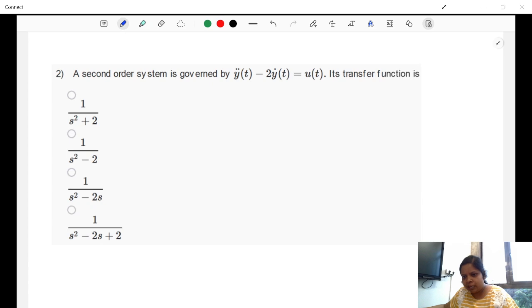Okay, Ankit has done. Who else? Ma'am, it's option C, 1 upon s square minus 2s. Yes, it is correct. Has everyone got the answer?